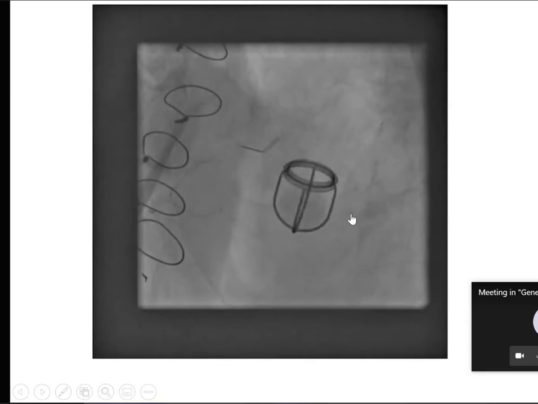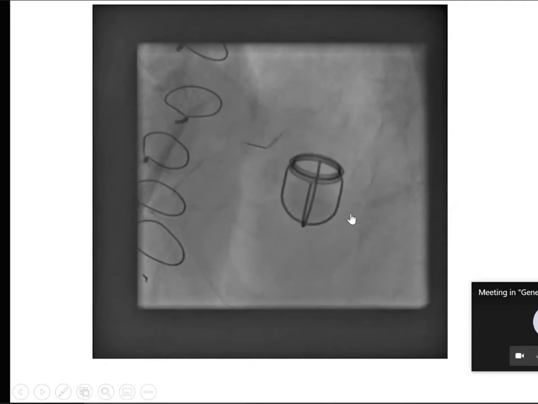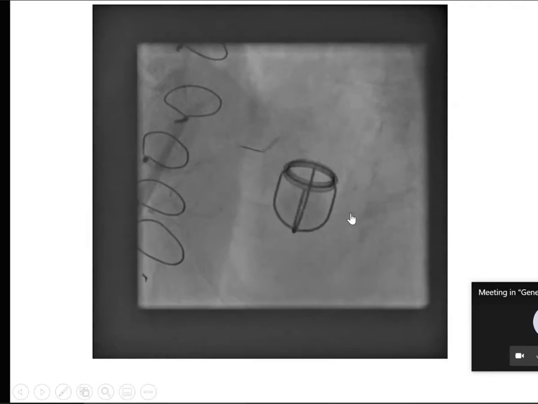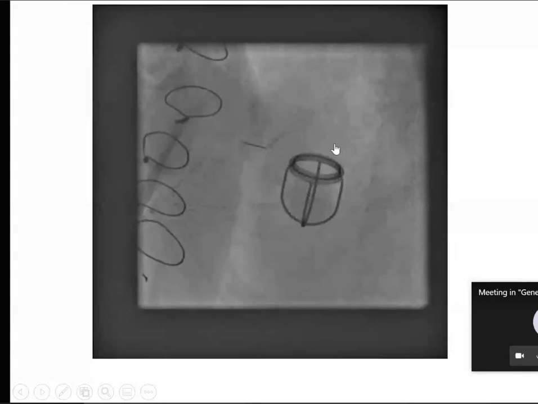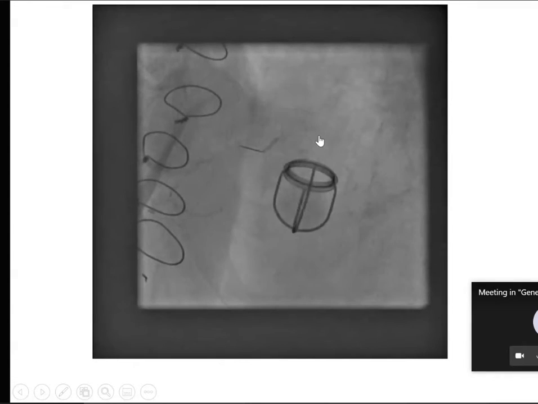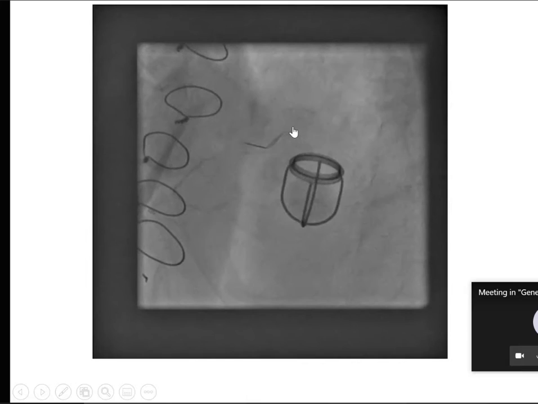Is the movement of the valve okay, or is there some problem? The rocking movement. This is the rocking movement of the valve. There is some rocking movement of the ball and cage valve. This is the bileaflet valve, and this is the tricuspid valve ring, which is seen.